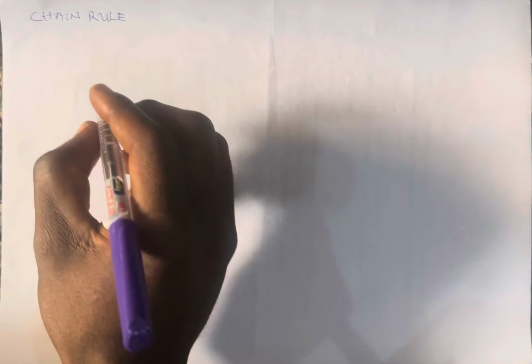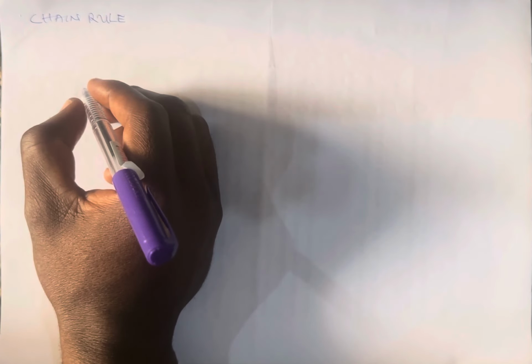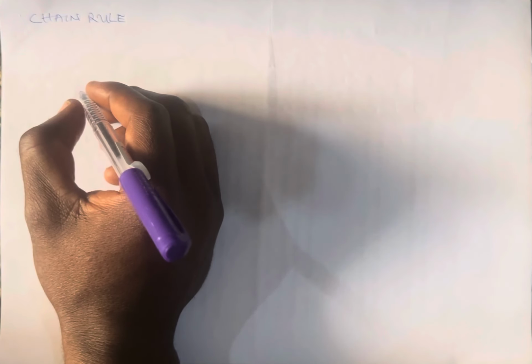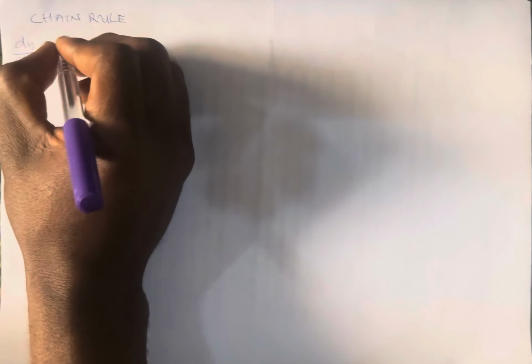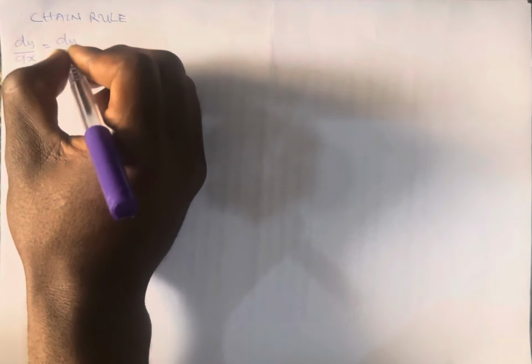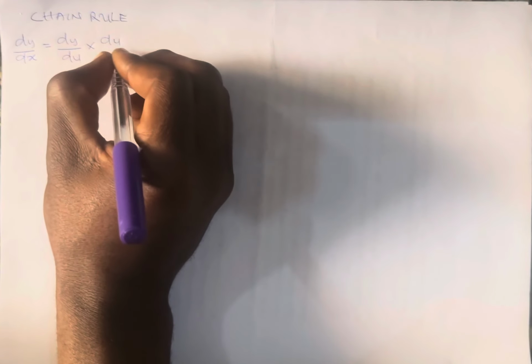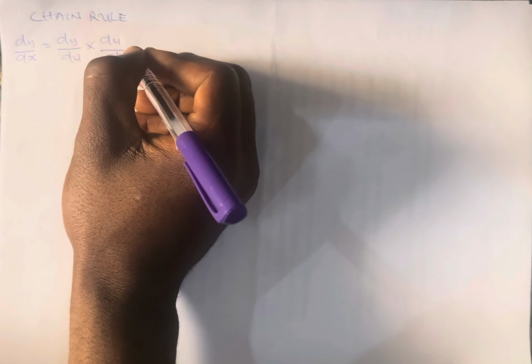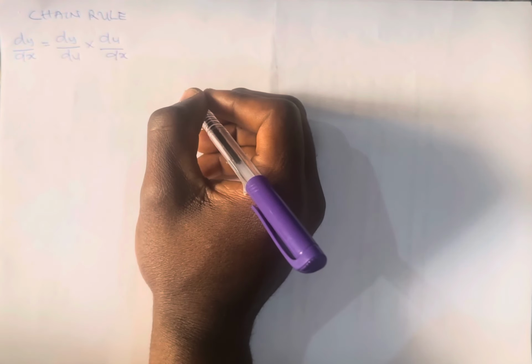In this video, we're going to go over chain rule. If y is a function of u and u is a function of x, then dy/dx is equal to dy/du multiplied by du/dx. This is called the function of a function, or chain rule, or composite rule.